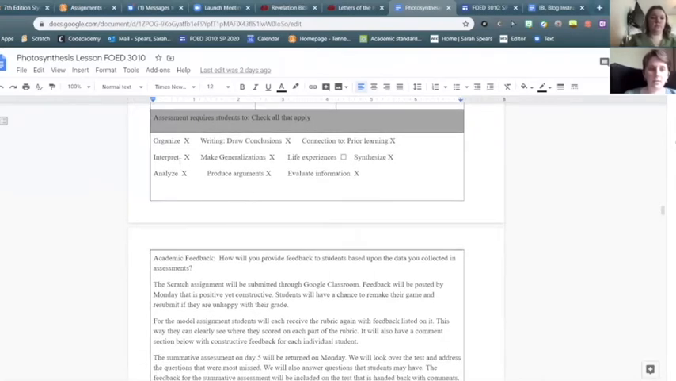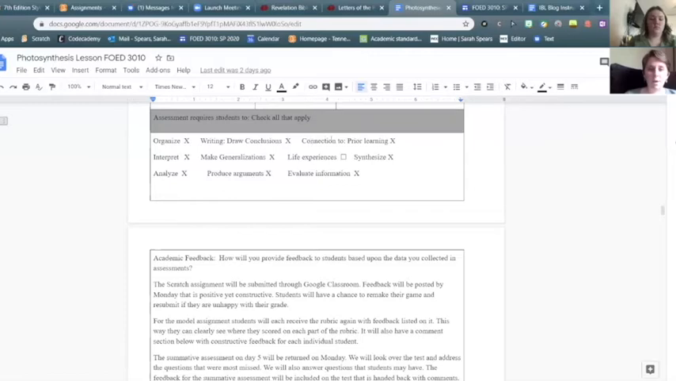And then these are all of the things that the assessments require students to do. So it's going to require them to organize, interpret, and analyze. And they're going to have to use all three of those for every single project and assessment. And then the writing, draw conclusions, make generalizations, produce arguments. That's also going to be part of everyone. And produce arguments is mainly going to be in the essay part of the summative assessment.